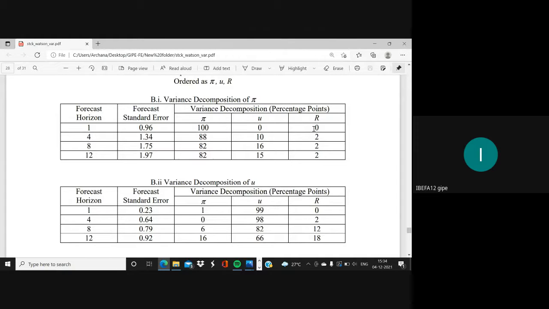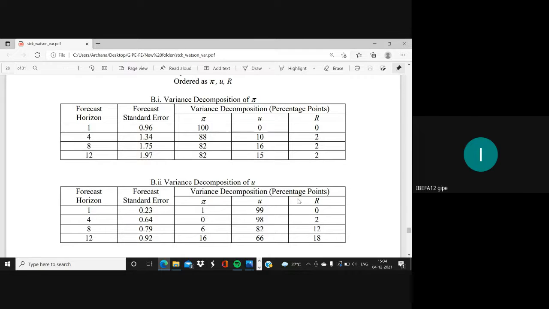So here what I'm saying is that 100% of the forecast error variance of inflation, if I'm forecasting inflation 1 quarter ahead, will be explained by its own shocks, whereas 0% of the forecast error variance will be explained by shocks to the interest rate term. Okay? And 0% will be explained by shocks to the unemployment error term.